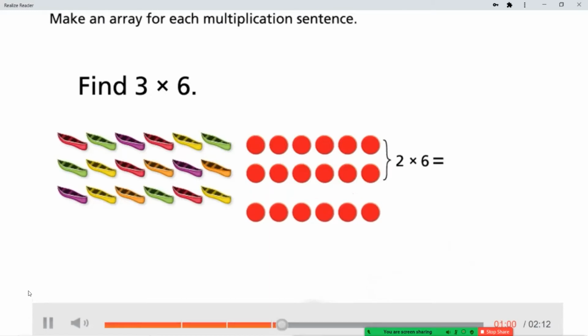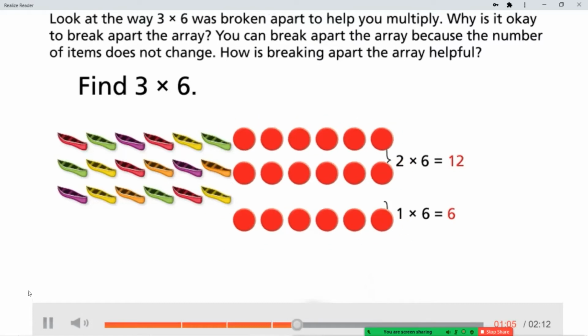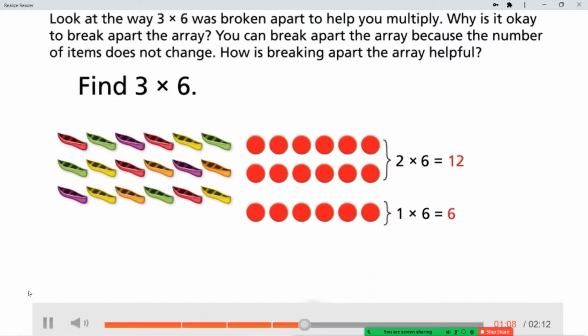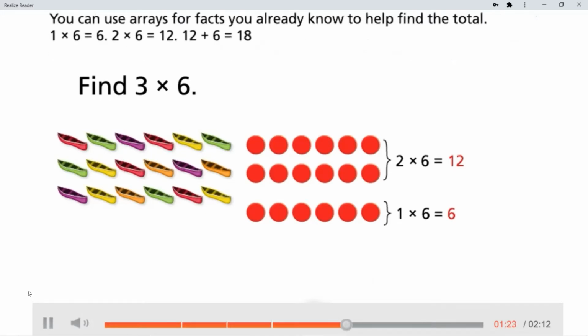Make an array for each multiplication sentence. Look at the way 3 times 6 was broken apart to help you multiply. Why is it okay to break apart the array? You can break apart the array because the number of items does not change. How is breaking apart the array helpful? You can use arrays for facts you already know to help find the total. 1 times 6 equals 6. 2 times 6 equals 12. 12 plus 6 equals 18.